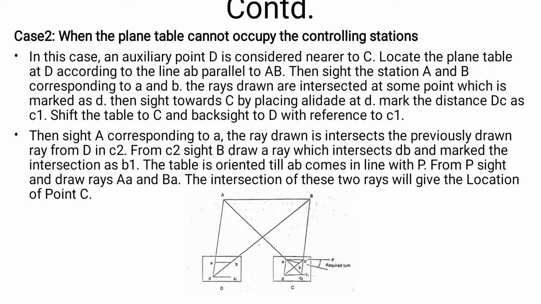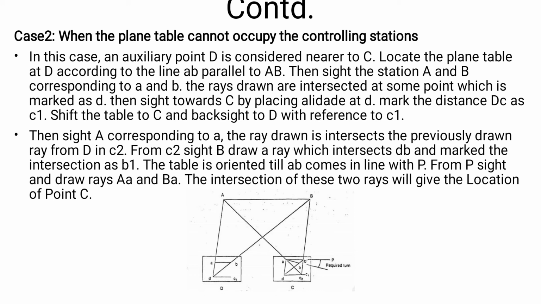Locate the plane table at capital D according to the line small ab parallel to capital AB. Then sight stations capital A and B corresponding to small a and small b. The rays drawn are intersected at some point which is marked as small d. Then sight towards capital C by placing alidade at small d. Mark the distance capital D small c as C1.